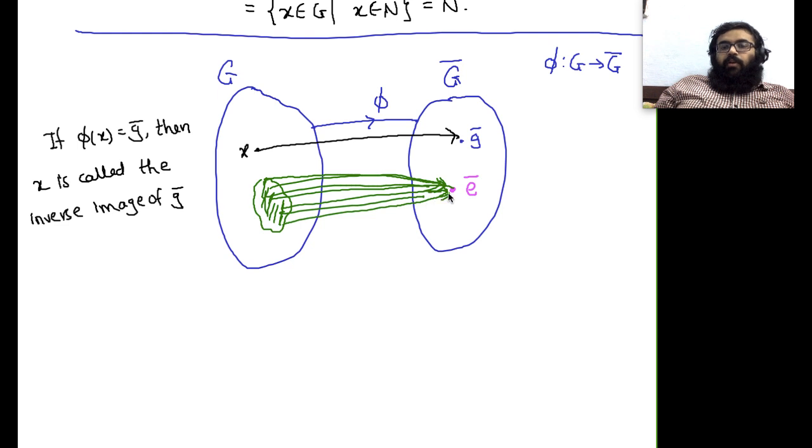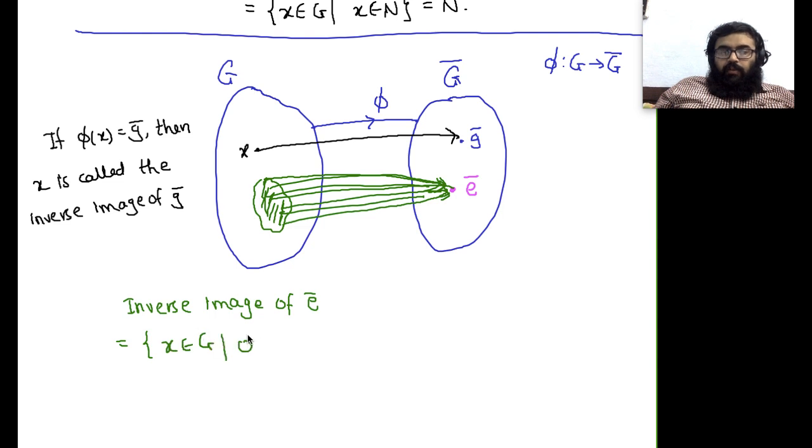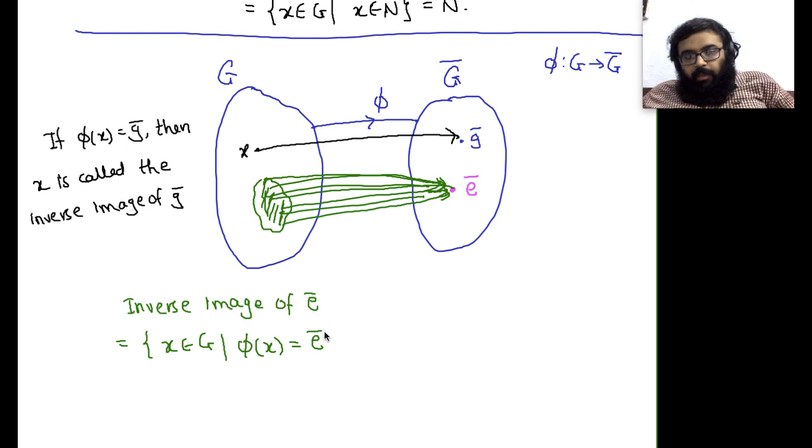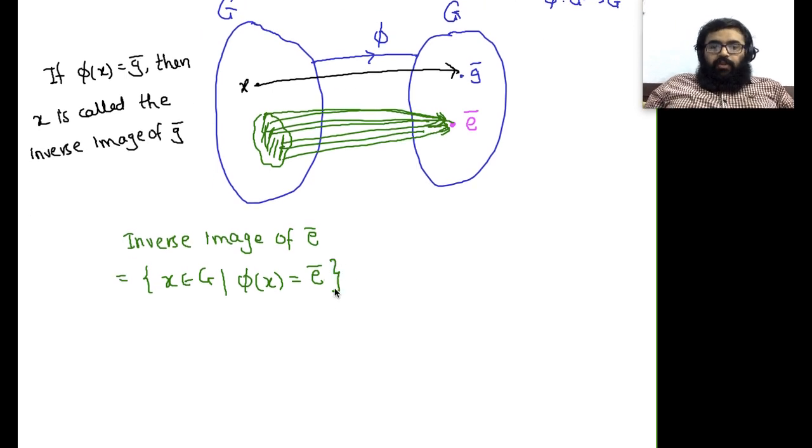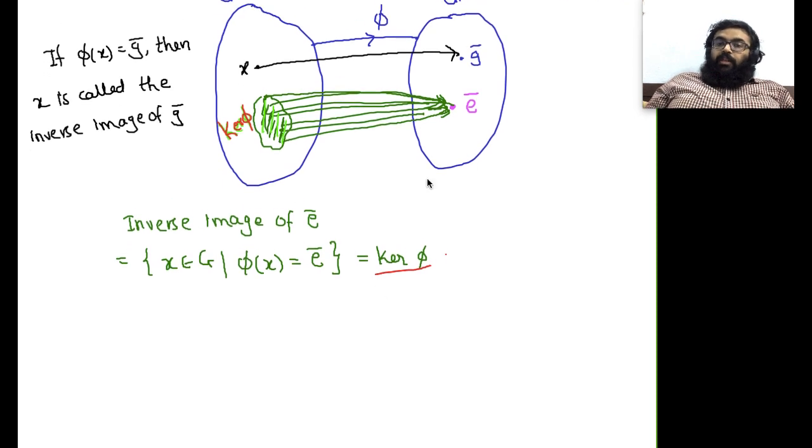And you know what this set is? The inverse image of e bar is this set, all those x in G such that phi of x equals e bar. Inverse image of e bar means those elements whose image is e bar. So that is how inverse image is defined. By the definition, this is nothing but the kernel of phi.